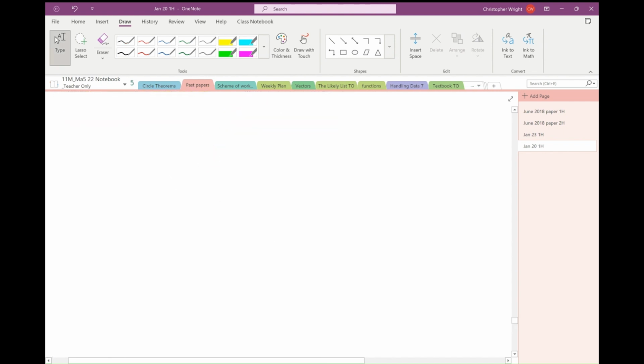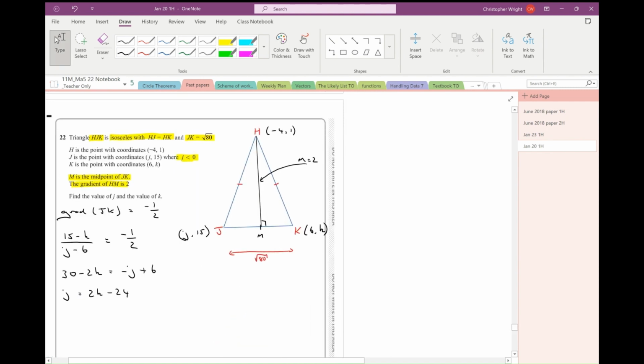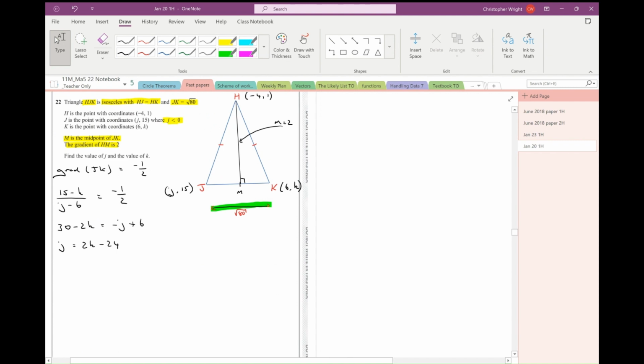Now, I need to set up a second equation. Another piece of useful information is that I know the length of JK is the square root of 80, and I can also get an expression for the length of JK by using the coordinates and Pythagoras. So the distance from J to K is going to be the square root of the distance between the x coordinates squared plus the distance between the y coordinates squared.